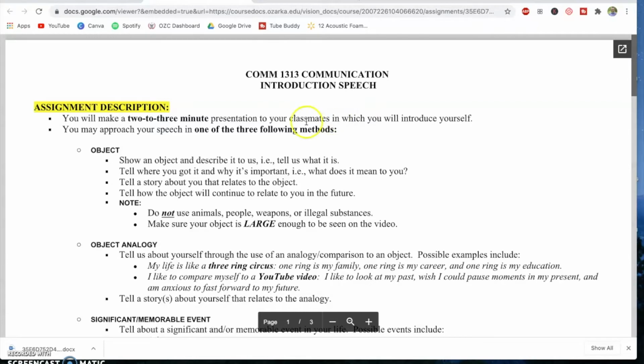So for this assignment, it's a 2 to 3 minute presentation to your classmates in which you'll introduce yourself. Now, you can use one of 3 methods to do this. First of all, 2 to 3 minutes, you need to fall in that area. If you're under 2, you'll lose points. If you're over 3, you'll lose points. There is no extra credit for having a longer presentation. I have to grade 30 something of these speeches, so you're just making me work longer if you make it longer than that.